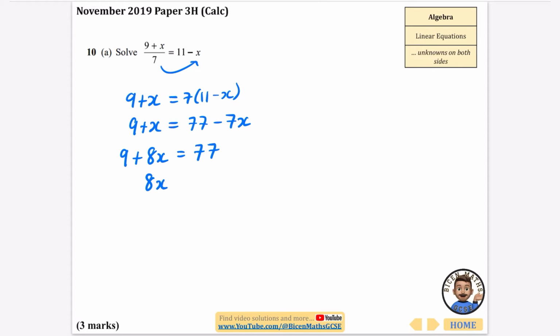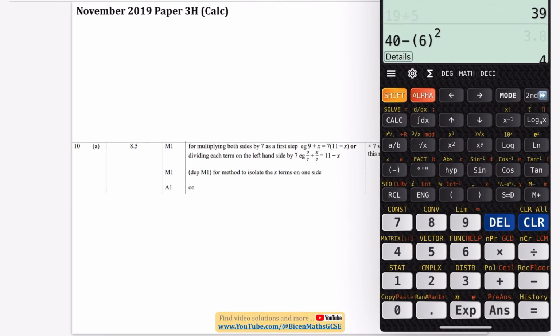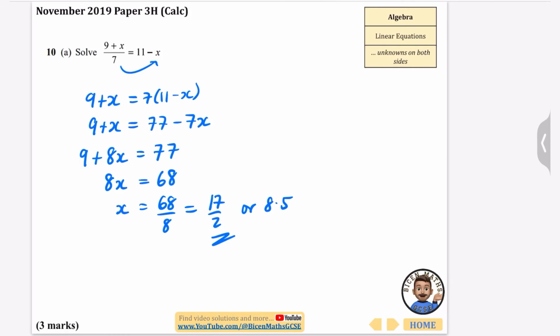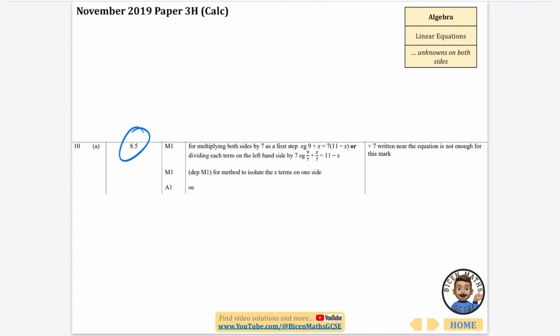I'm going to do the 77 take away 9. Of course, you can always just do this on a calculator if you want to. That is going to be 68. And my last step is to do 68 divided by 8. Now I will use the calculator just to make sure that this is simplified, so I can do 68 divided by 8. We can either write 8.5 or 17 over 2. I don't really mind which we go for. I'm probably going to go with fractions because I've done all of them as fractions. But you see that we have got the answer 8.5 or equivalent.